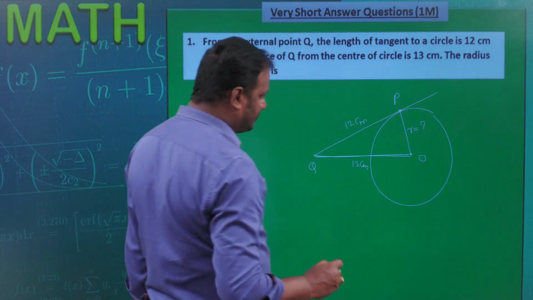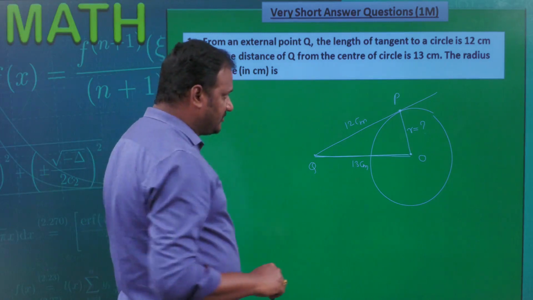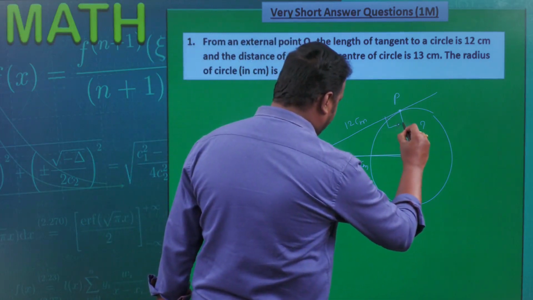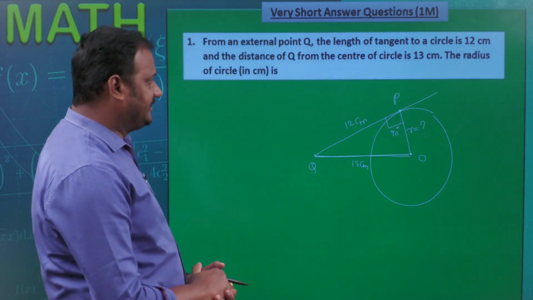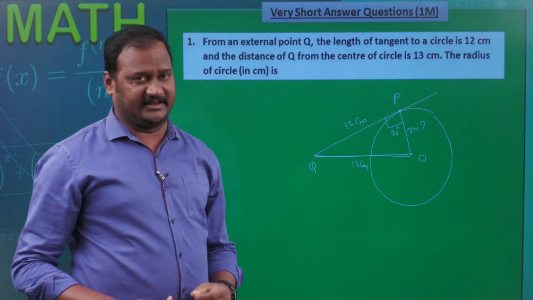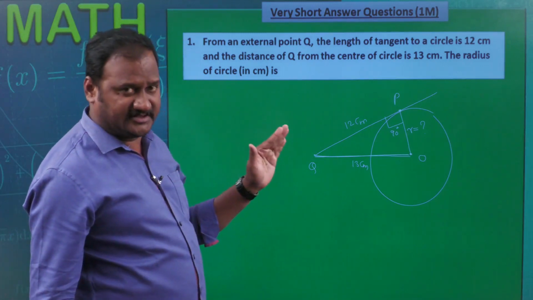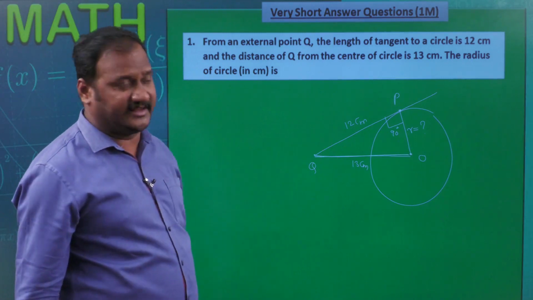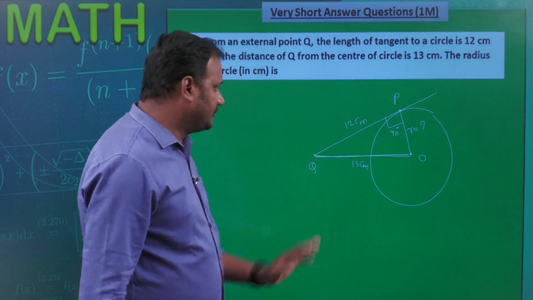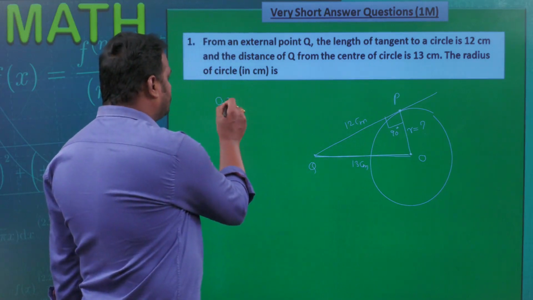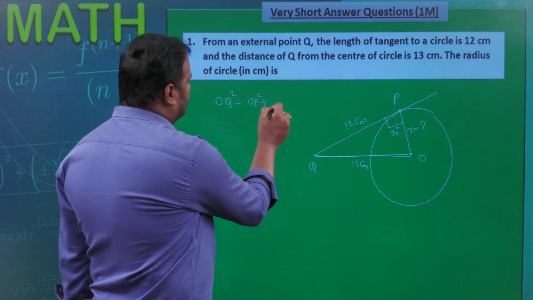Here, if you observe, the radius is always perpendicular to the tangent through the point of contact. So this angle is equal to 90 degrees. If that angle is 90 degrees, then the triangle is a right angle triangle. According to the Pythagoras theorem, hypotenuse square equals side square plus side square. What is the hypotenuse in this triangle? The hypotenuse is the side opposite to the right angle, that is OQ. So we can say that OQ square is equal to OP square plus PQ square, right?